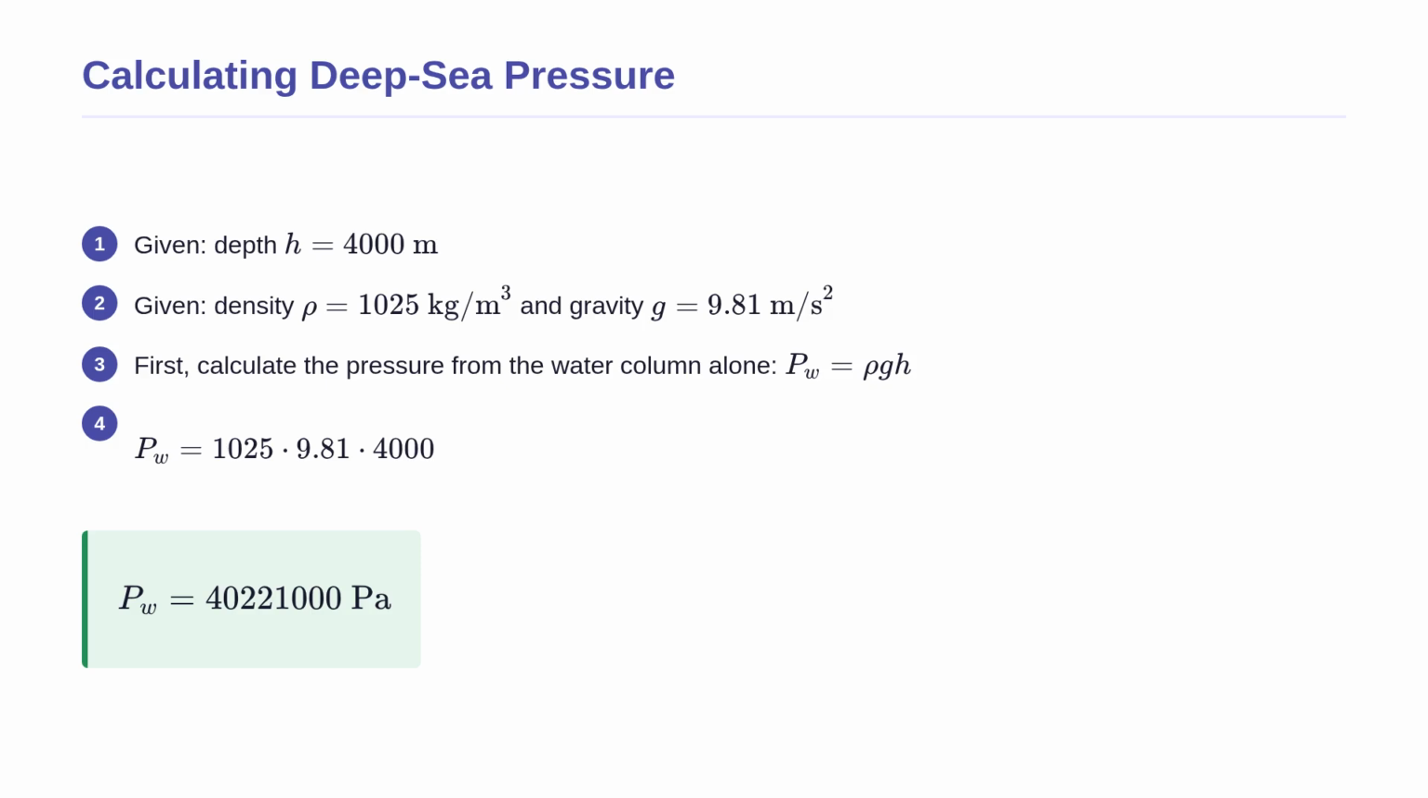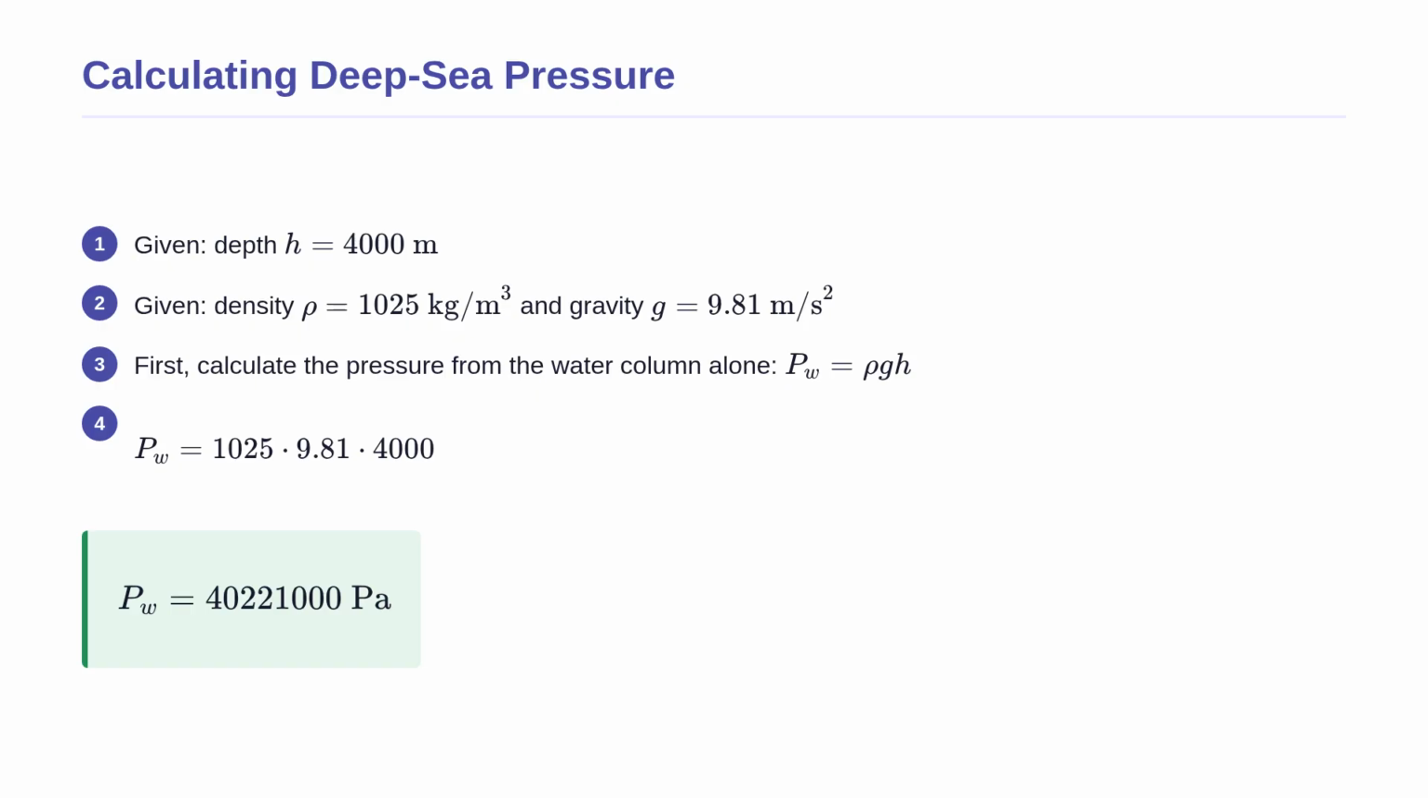Before we find the total pressure, let us calculate just the pressure exerted by the water itself. Imagine a specialized deep-sea crab living in the abyssal benthic zone at a depth of 4,000 meters. We are given the depth, the density of seawater, and gravity. Our first step is to find the water pressure by multiplying density, gravity, and depth. We plug in 1,025 for density, 9.81 for gravity, and 4,000 for depth.